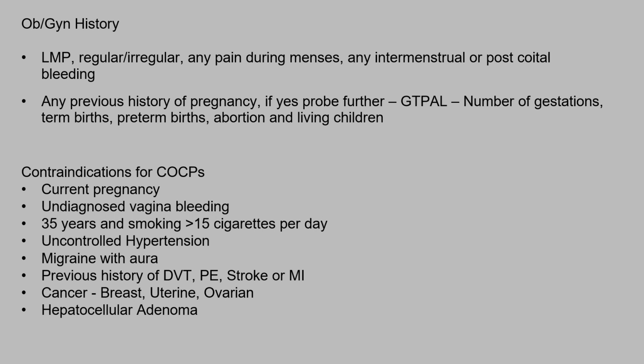Then for going on to the O and G history, you want to know the last menstrual period. Is the period regular or irregular? Any pain during menses? Is there any intermenstrual bleeding or postcoital bleeding? To rule out any abnormal bleeding.